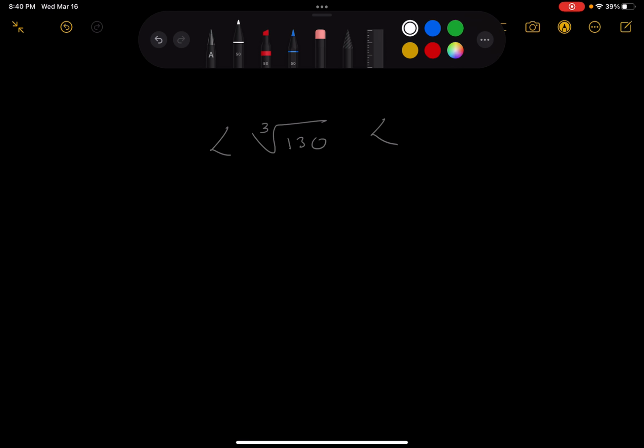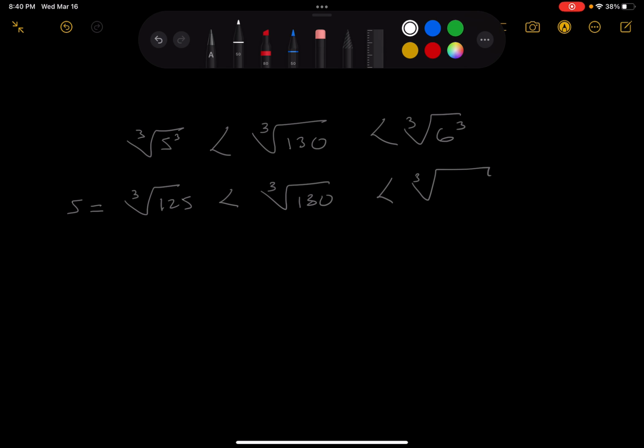I can say that it's between the cube root of 5, which is the cube root of 125, and I'm sorry, that's 5 cubed. Sorry about that. And the cube root of 6 cubed. All right, let me write that down for you. So it's the cube root of 125, which is 5, and the cube root of 130 is above that, certainly, and the cube root of 6 cubed, that's going to be 6. That's 36 times 6, right? So that's going to be 36 and 180, and you're going to get 216.